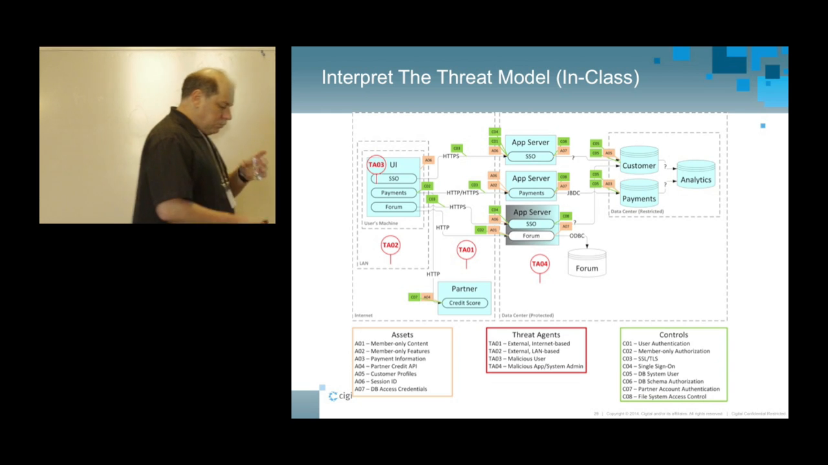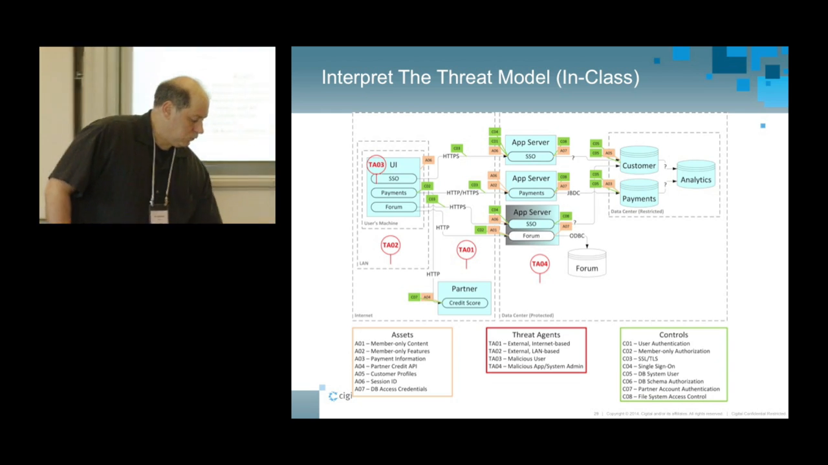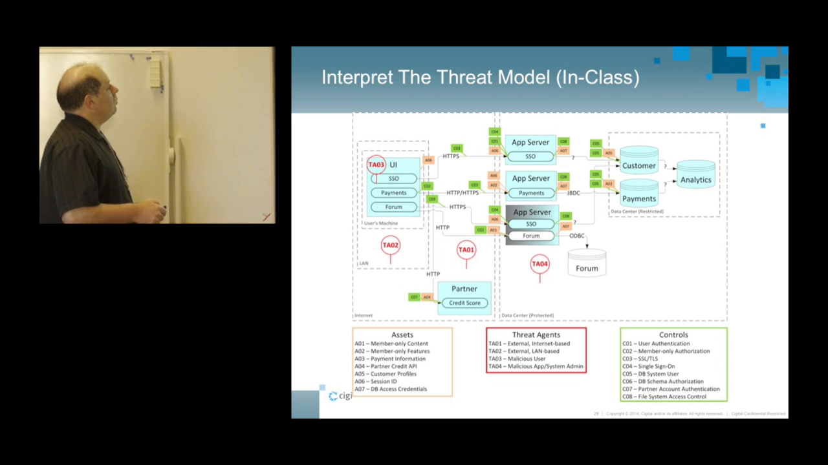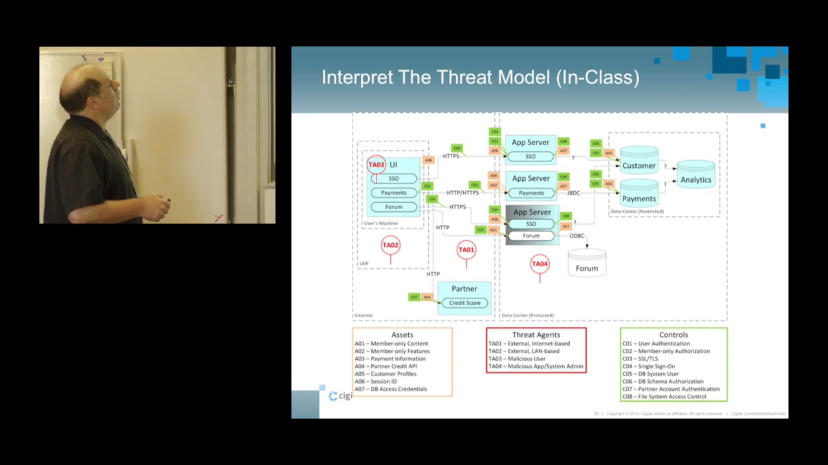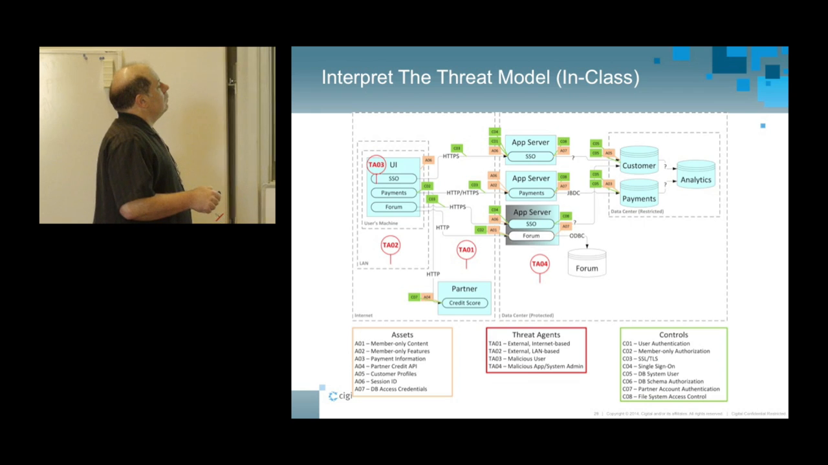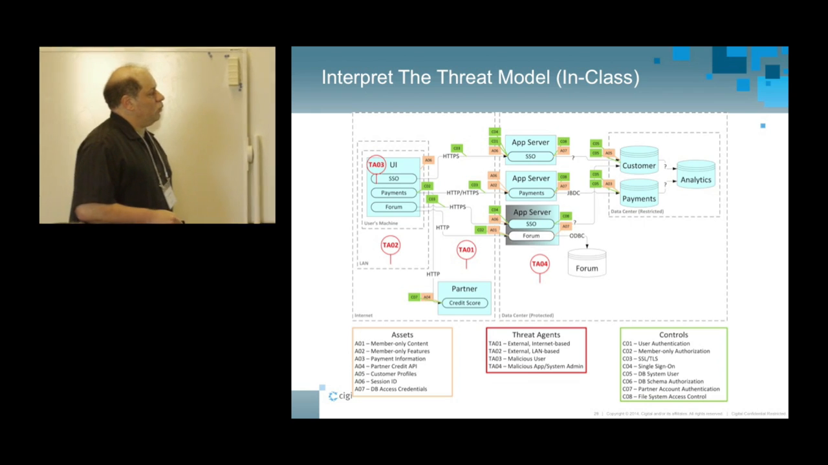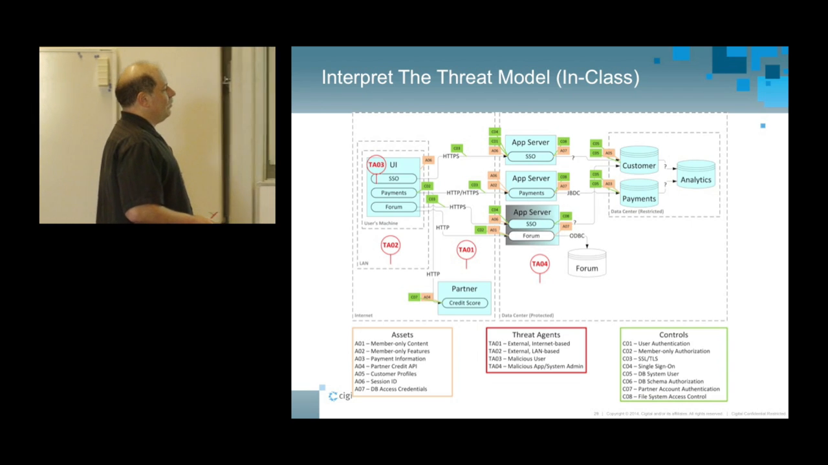Elevation of privilege, like bypass the authorization. So yeah, we know that there is a member-only authorization control, C02, sitting here, and that's the only spot. So I'm going to see about doing some sort of privilege escalation. What else?